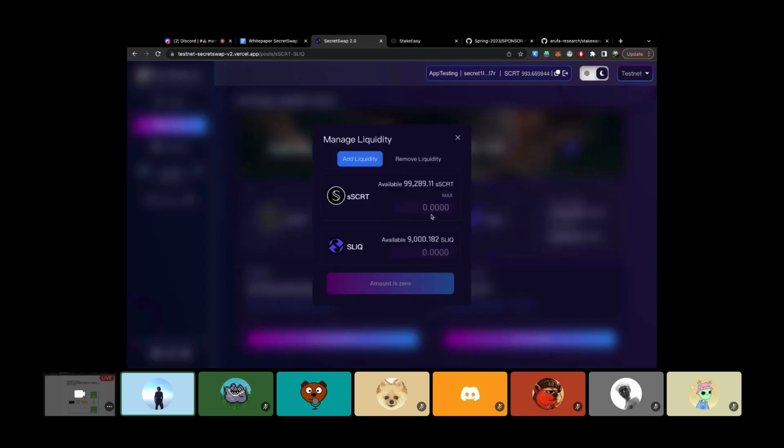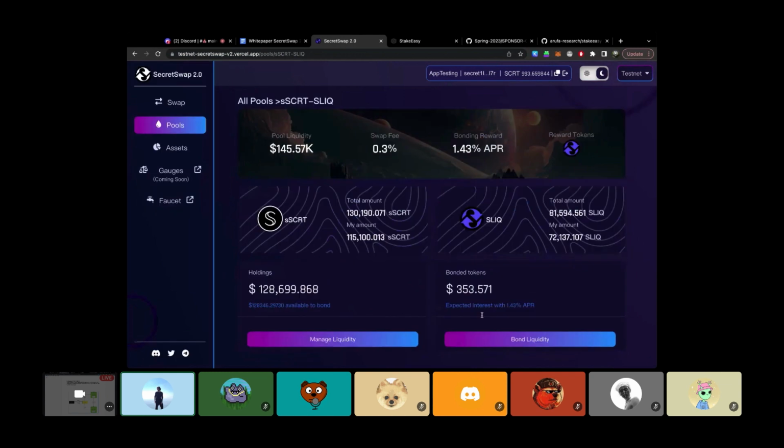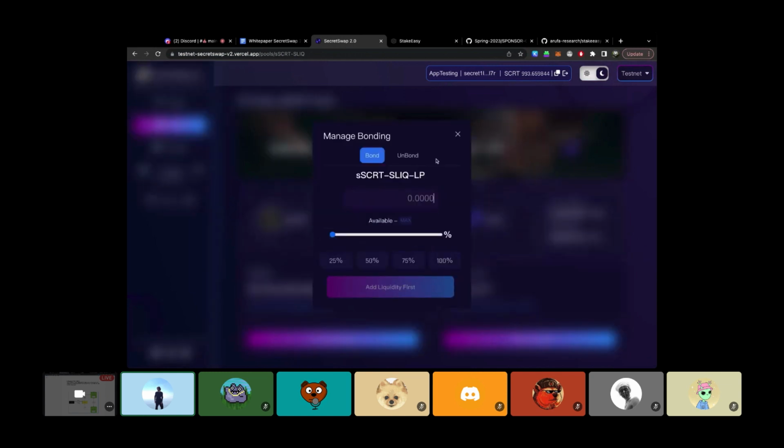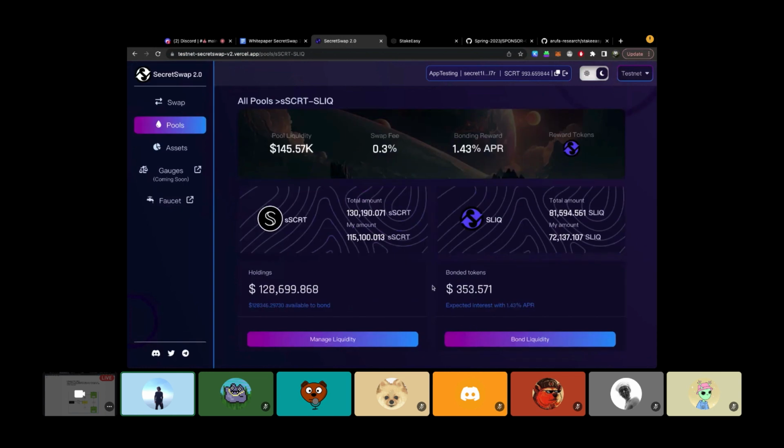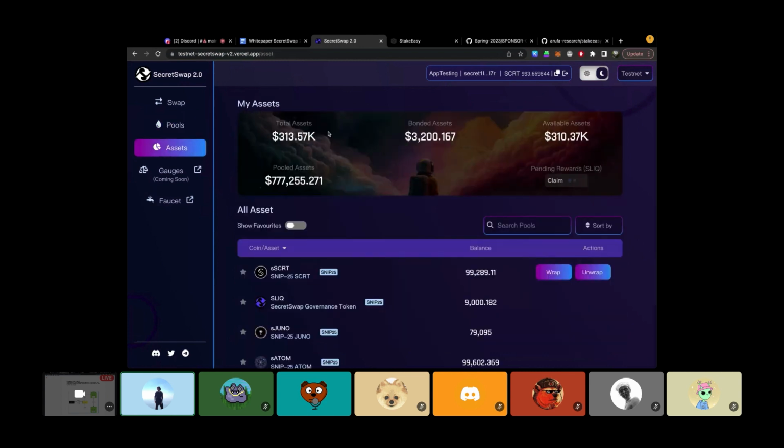I can add more liquidity, or I can remove liquidity. I can even further bond it. So if you want to get liquidity incentives, you have to bond your liquidity. I think for testnet right now there is no bonding period, but for mainnet there will be a bonding period. And once you bond your token, you get the governance token, which is SLICK for SecretSwap 2.0. And this shows you how much the bonding APR is right now. And yeah, that's how you can use it.